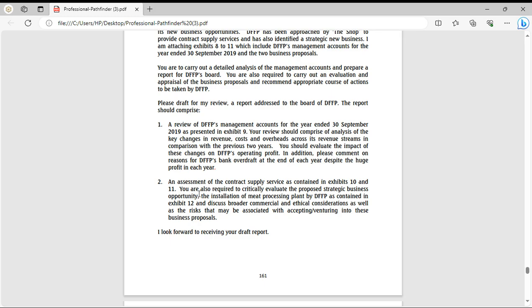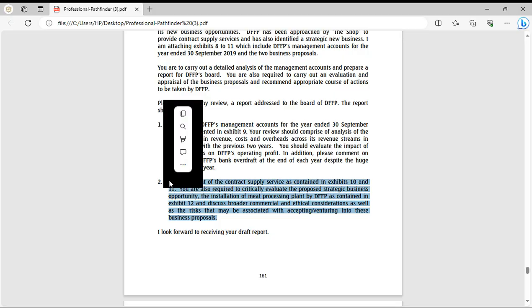The second one was what? An assessment of the contract supply service in Exhibits 10 and 11. We also are required to critically evaluate the proposed strategic business opportunity, the installation of meat processing plants by DFFP as contained in Exhibit 12, and discuss broader commercial and ethical considerations as well as risks that may be associated with accepting or venturing into these business proposals.